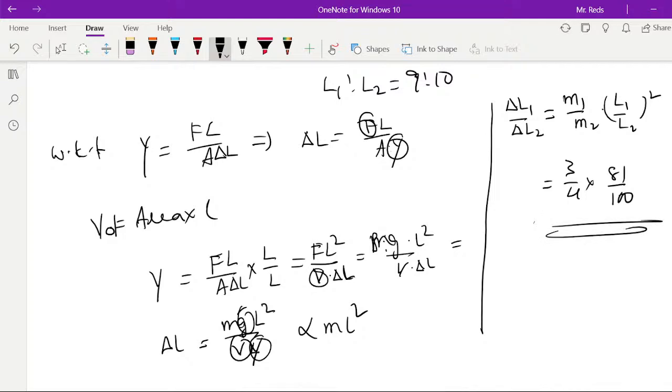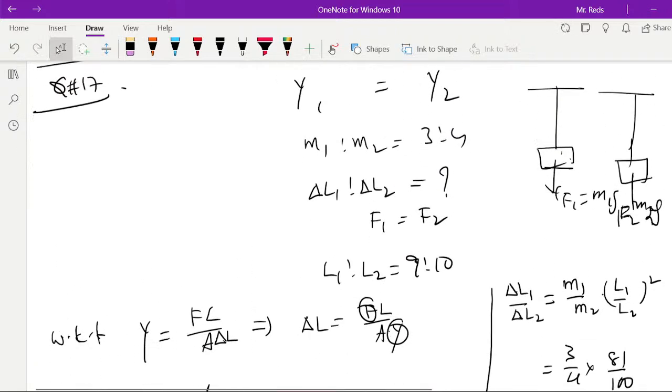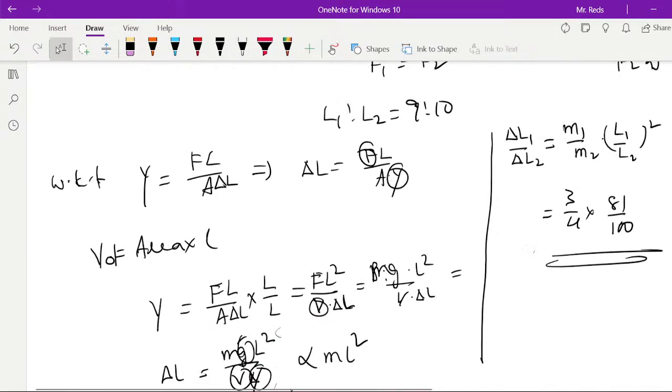There is a small correction you have to do here. F L square by A into L is volume into delta L. So it is equal to mg L square by V into delta L. Delta L is equal to mg L square by V into Y. So nothing is mentioned about volume. Can we take any other parameters in terms of other parameters, or you have to consider volume should be constant for the wires?